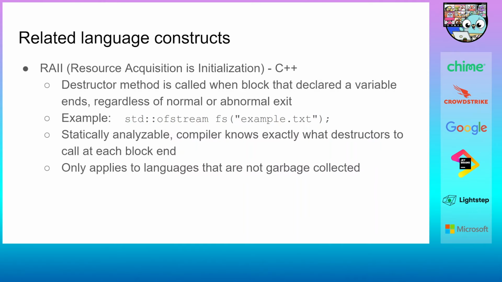Now, one thing to note is that RAII is statically analyzable. The compiler knows exactly what destructors to call at the end of each block. So the compiler can make the code very efficient in the normal case. However, RAII really only makes sense for languages that are not garbage collected, since only for those languages can an object be completely tied to a variable and guaranteed to be destroyed at the end of the variable's scope.